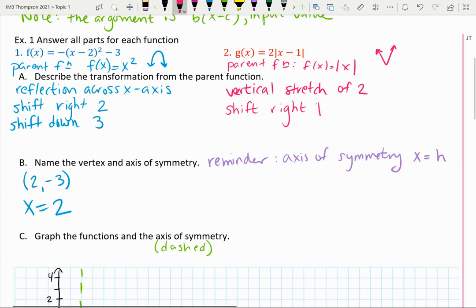Now for this function, we just said the only shift that happens is it goes right 1. All right, so now I've got this as my vertex. What is that coordinate? 1, 0.